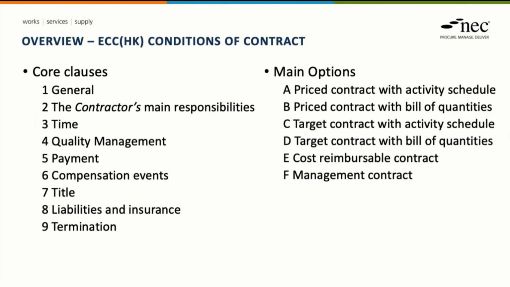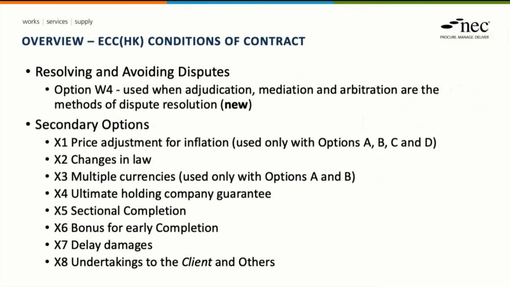Moving into talking about the conditions of contract themselves. Those who are familiar with the NEC4 ECC will see that the structure of the core clauses remains the same. There's still the same 9 sections to the core clauses. In terms of main option clauses, we still have the 6 main option clauses, A through F.